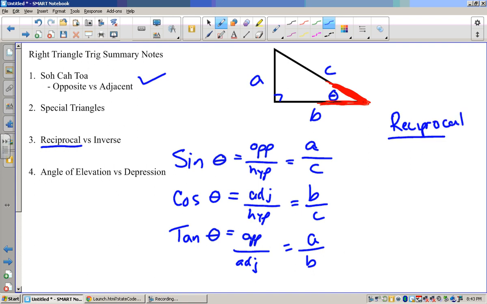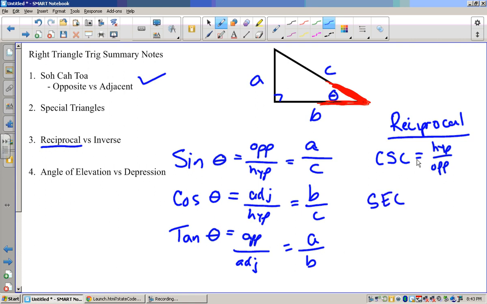Okay, reciprocal just means flipped. Sine is called cosecant. We do CSC. And that, again, instead of being the opposite over the hypotenuse, it is the hypotenuse over the opposite. Cosine is actually something called secant.